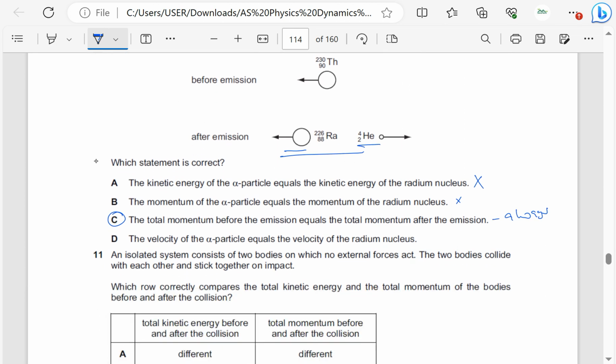However, B would be correct if the thorium was initially stationary. But if it is moving and after the emission the products move in opposite directions, then it means momentum is not conserved.